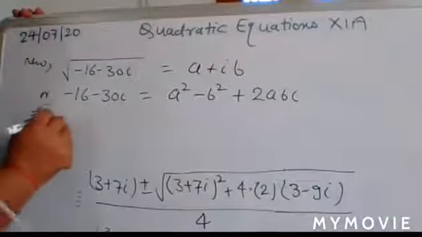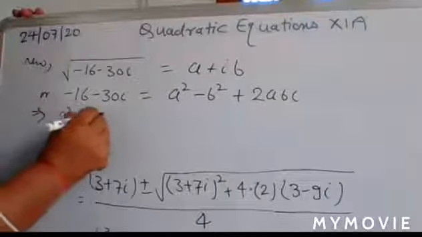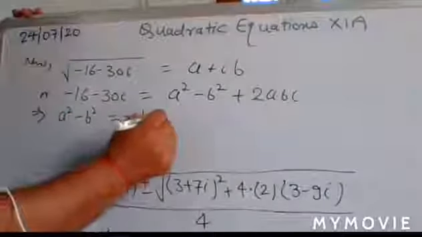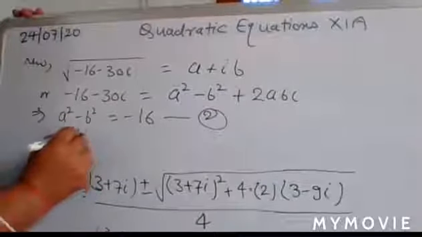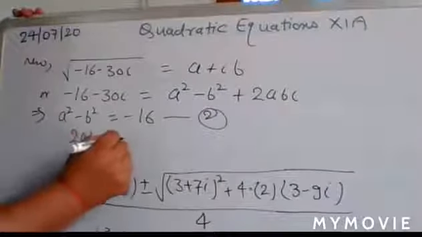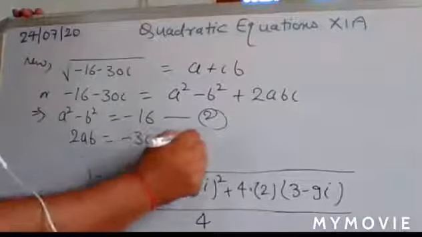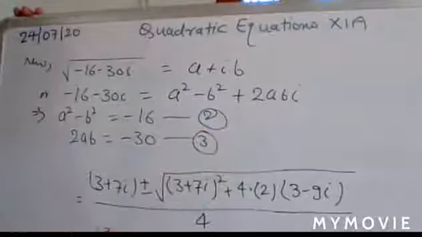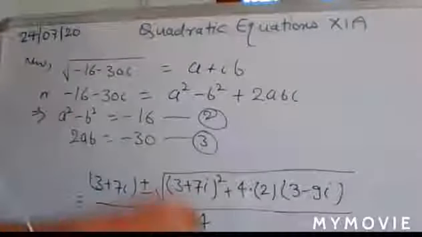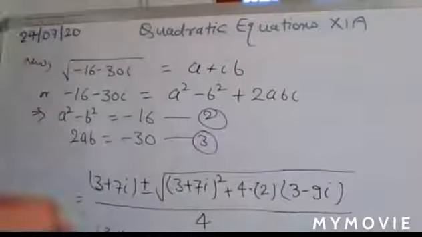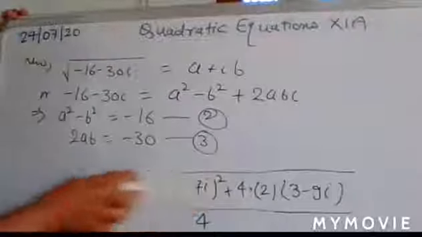So this implies a square minus b square is equal to minus 16. That is your second equation. And here you have 2ab is equal to minus 30. That is your third equation. Understand? Okay. So with the help of second and third, you try to find the value of a and b.